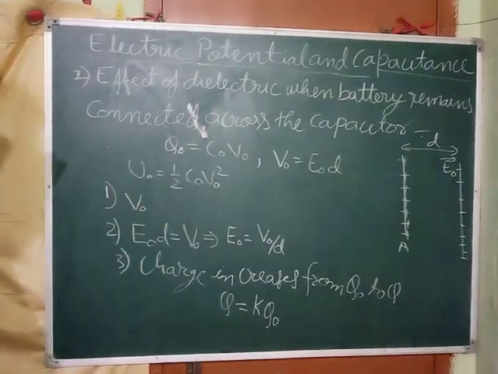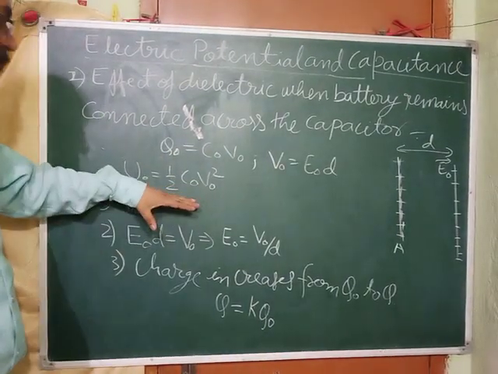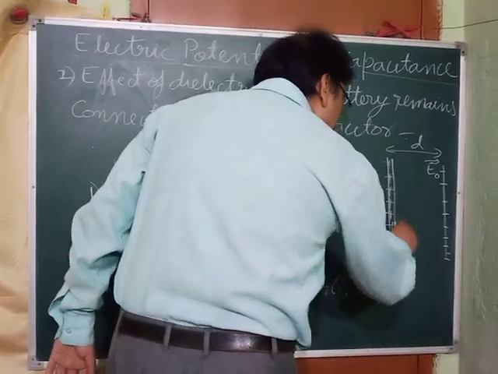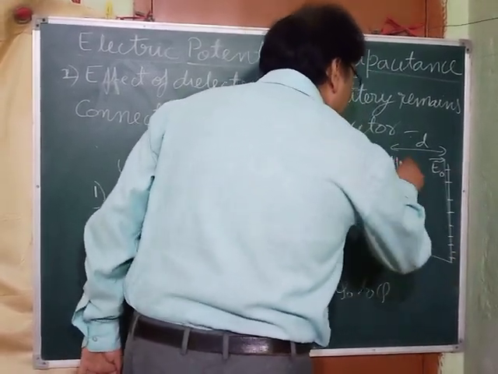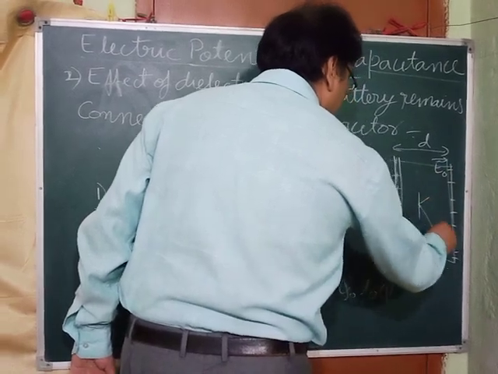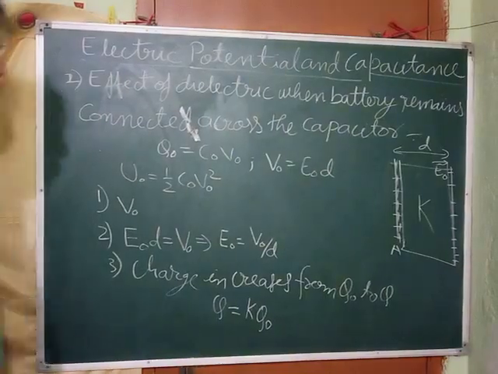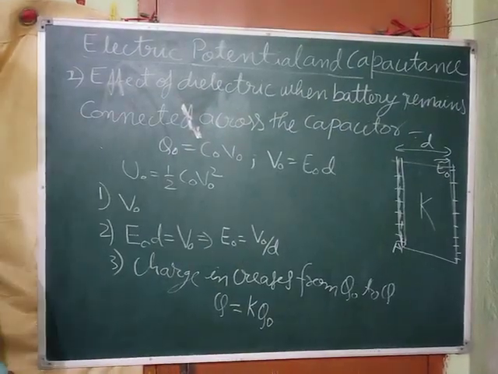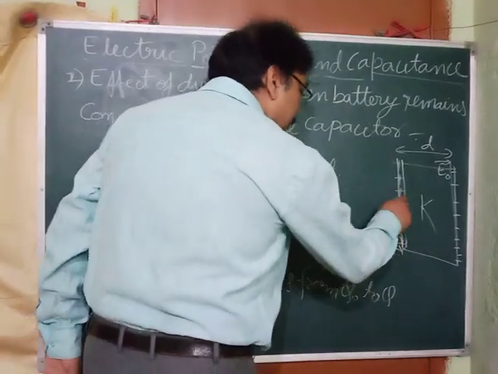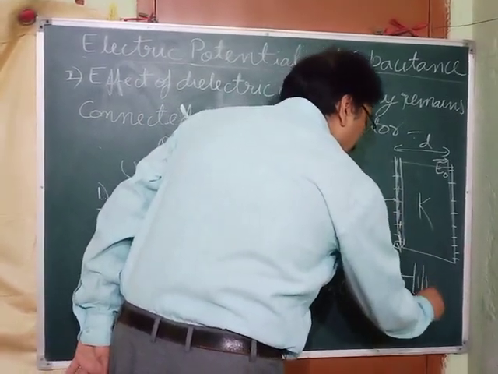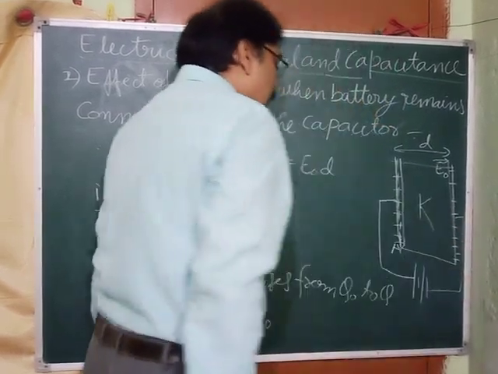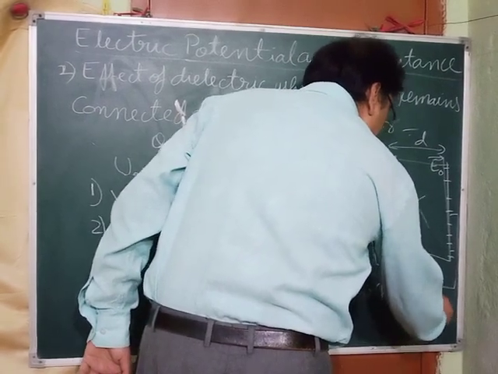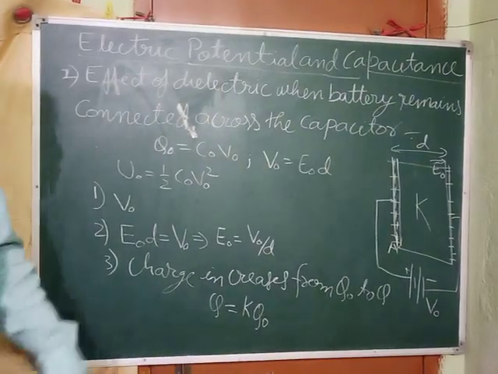Now after this we are going to insert a dielectric slab of dielectric constant K between the plates. Here we have introduced a dielectric slab of dielectric constant K. As soon as we have introduced it, what will happen? First thing, it is still connected to the battery. As it is still connected to the battery, whatever the potential difference the battery is applying, that is V naught.